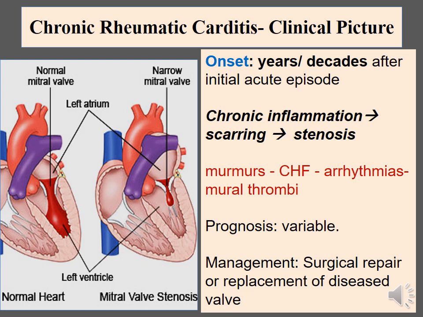So if the mitral valve is affected, for example, the patient will develop cardiac murmurs, congestive heart failure, arrhythmias like atrial fibrillation, and even mural thrombi inside the left atrium. The prognosis of the chronic rheumatic carditis is variable. It depends on the severity and the exact location of the affection inside the heart. The management would be either surgical repair of the affected valve or even complete replacement of the diseased valve.